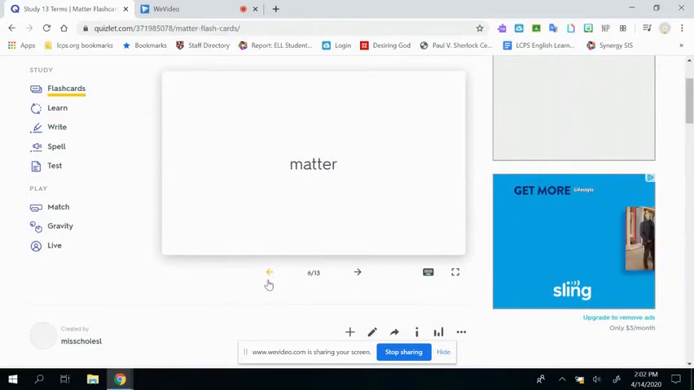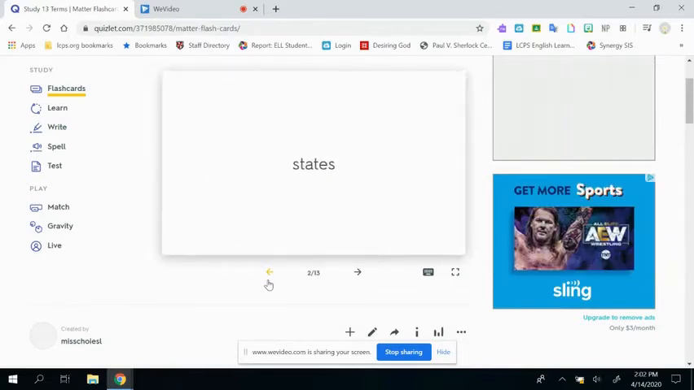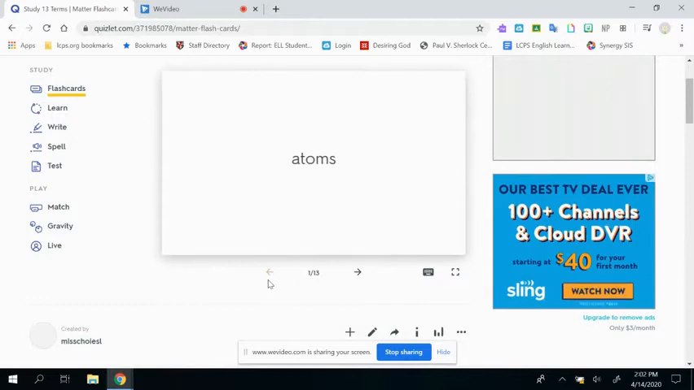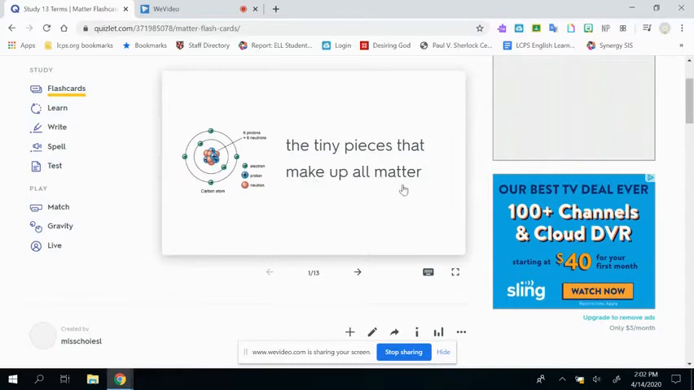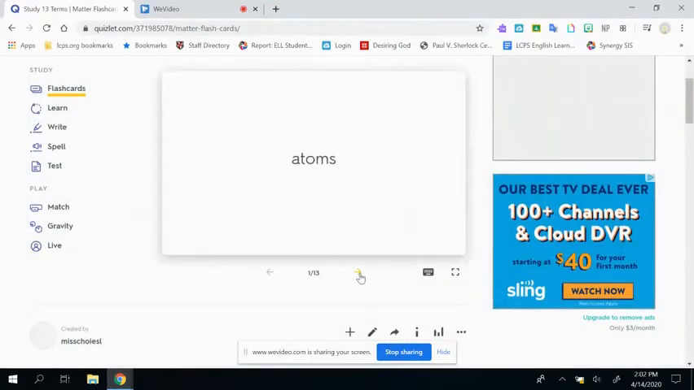So what is matter made up of? Matter is made up of something called atoms. They're itty bitty tiny little things. The tiny pieces of matter make up all matter, okay? Later on, we're going to look at a periodic table, but this is pretty much what a carbon atom looks like. We're going to learn about atoms later on. So atoms are what matter is made up of.